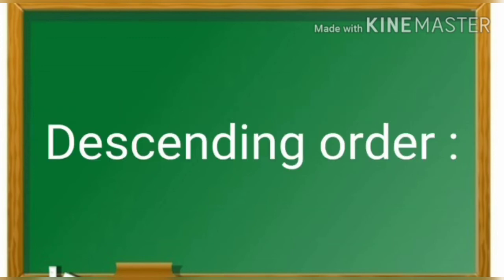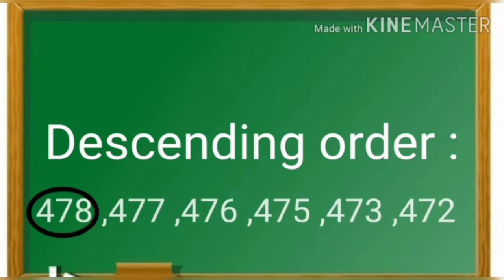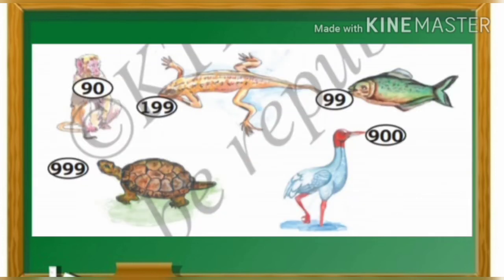In the same way, write in descending order: 478, 477, 476, 475, 473, 472. Let us see another example. Some numbers are written on the pictures of the above animals. Compare these numbers on animals. First of all we observe the two-digit numbers 90, 99. 90 is the smallest number. So first one is 90, after that 99.